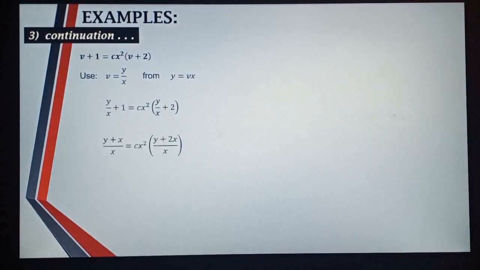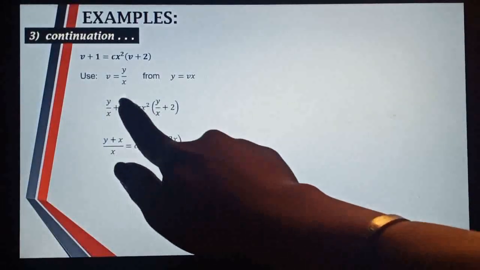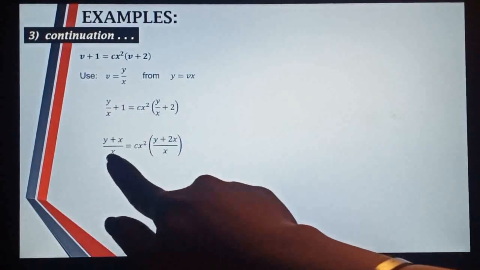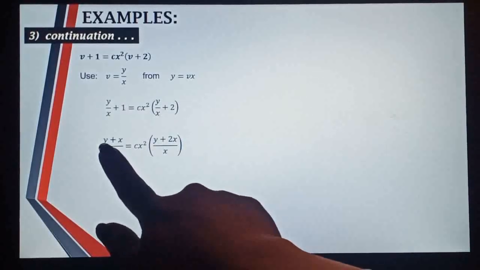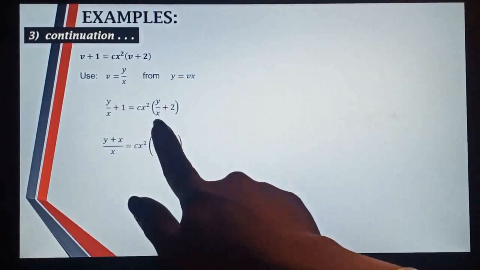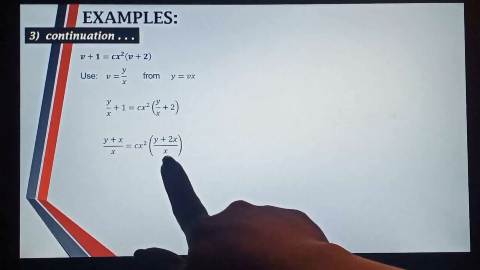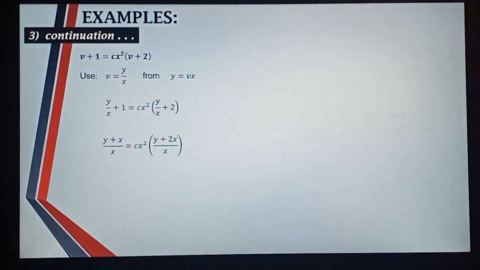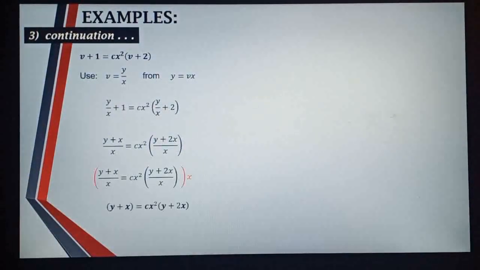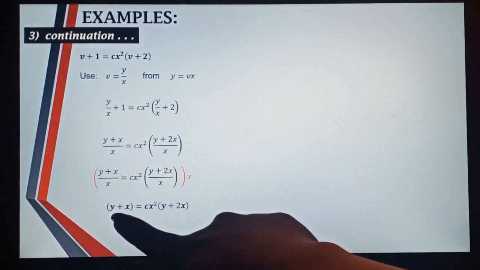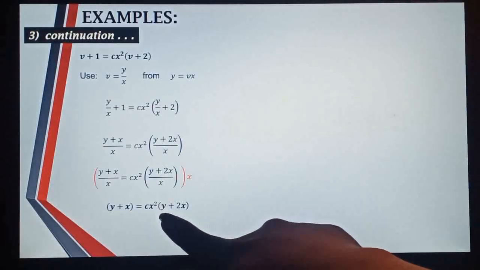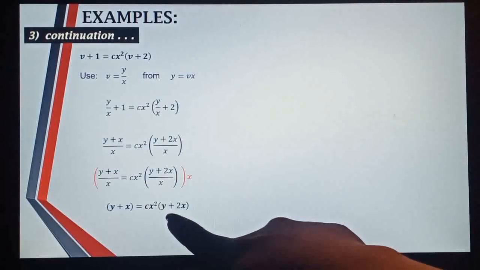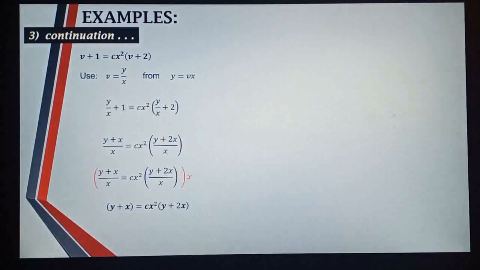Now, simplifying that, yung first side, gagawin nating common denominator which is x. So you will have y plus x over x. Then yung nasa loob ng parenthesis, you will have y plus 2x over x. So i-multiply natin yung whole equation by x. We will now have an equation of y plus x equals cx squared times the quantity of y plus 2x. So that is your simplified equation.